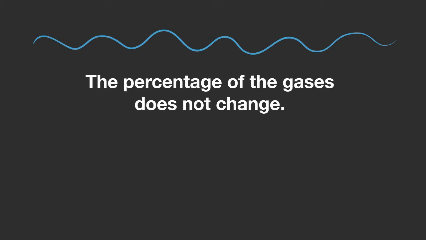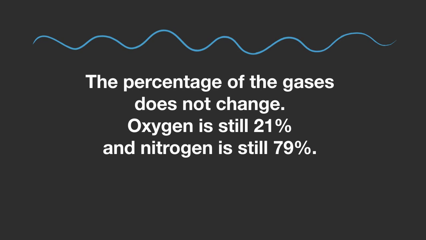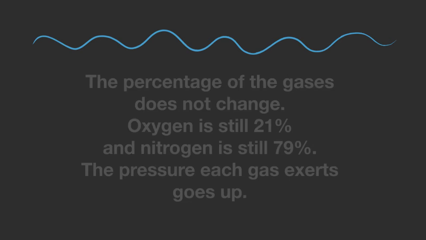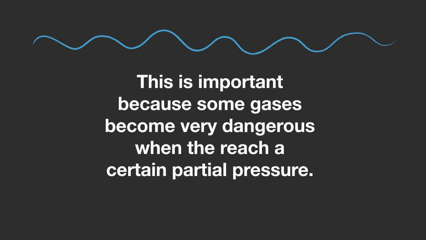Note that the percentage of the gases in your tank does not change. Oxygen is still 21% and nitrogen is still 79%. But the pressure each gas exerts goes up because the total pressure goes up. This is important because some gases become very dangerous when they reach a certain partial pressure, and this includes oxygen.